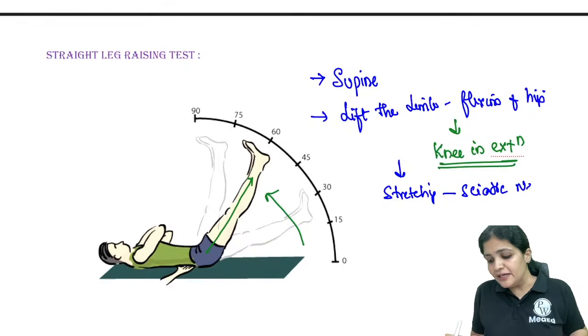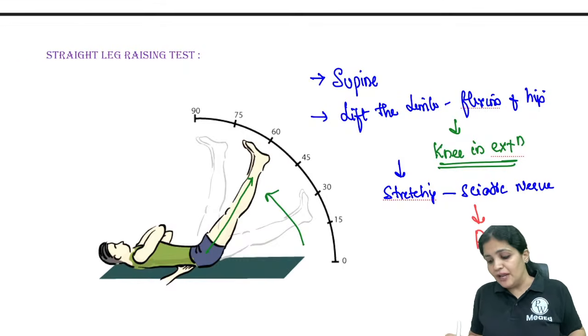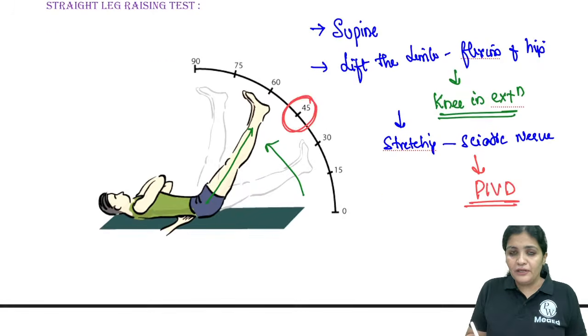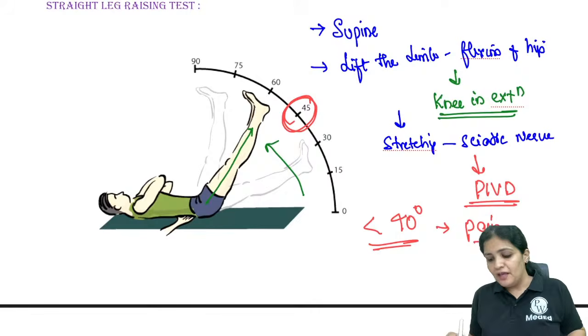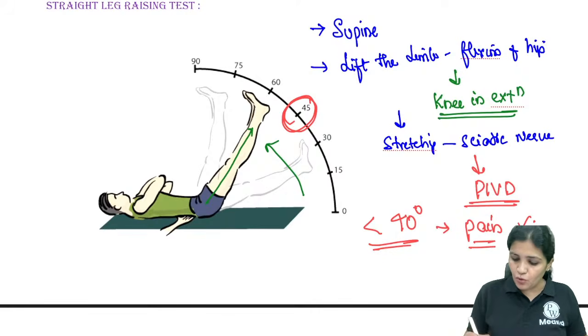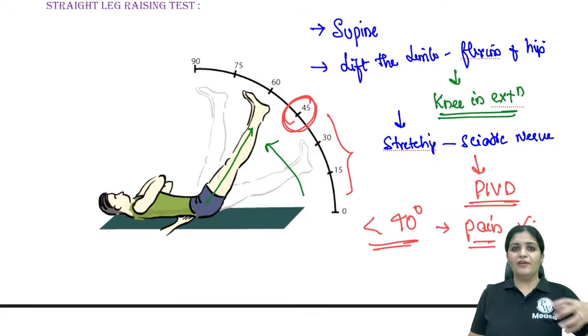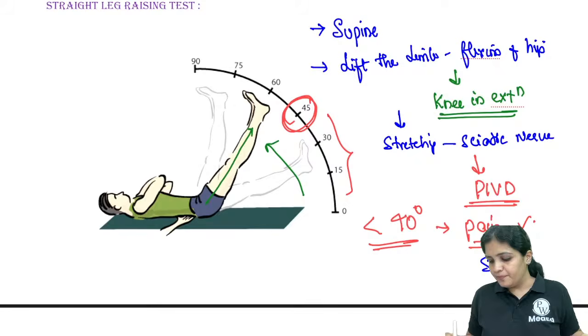So now whenever there is involvement of the sciatic nerve, that is in case of your prolapse intervertebral disc, at the lifting of less than 40 degrees, the patient will experience pain. So whenever there is a pain of less than 40 degrees, so from 0 to 40 degrees, if the patient is having pain, wincing, then it tells you that this is SLRT positive. So this is SLRT positive.